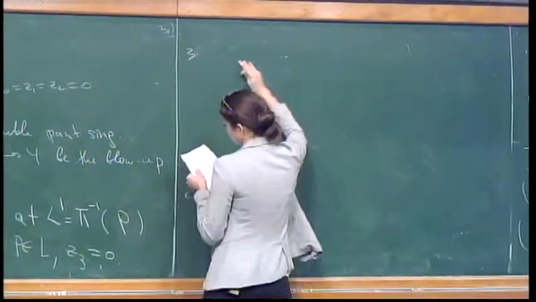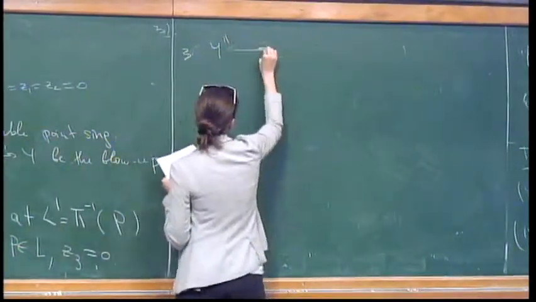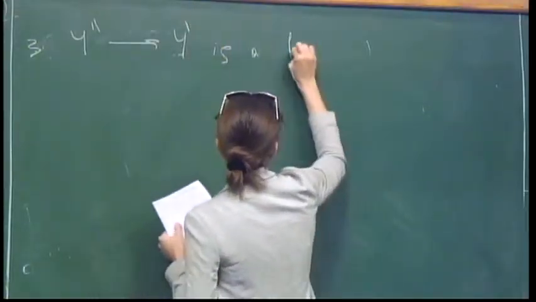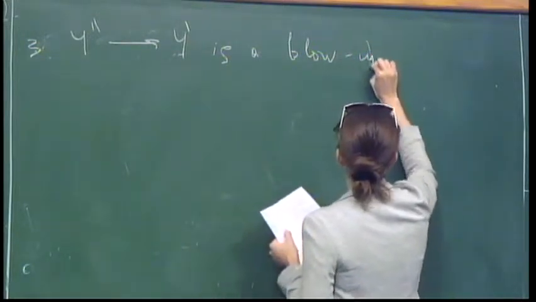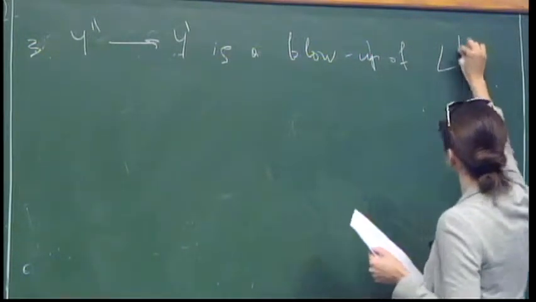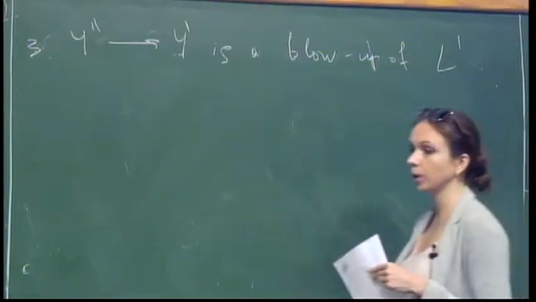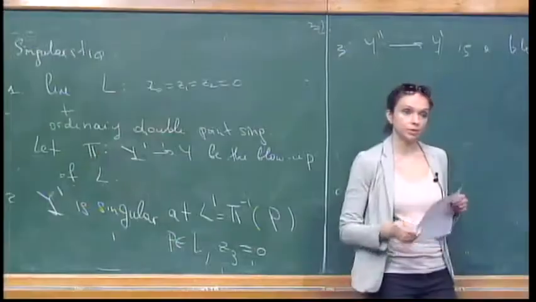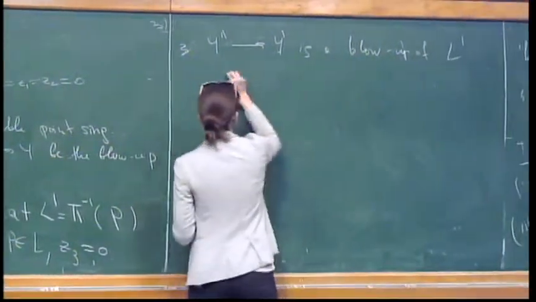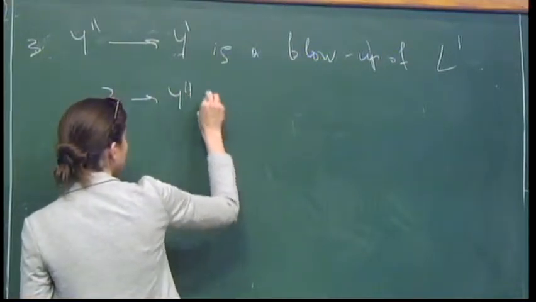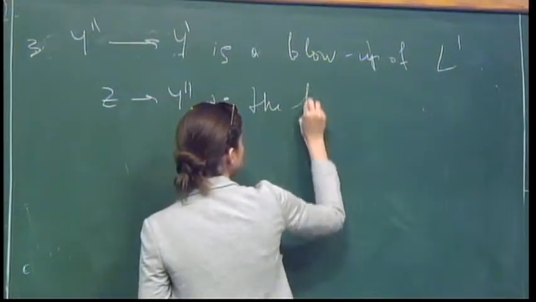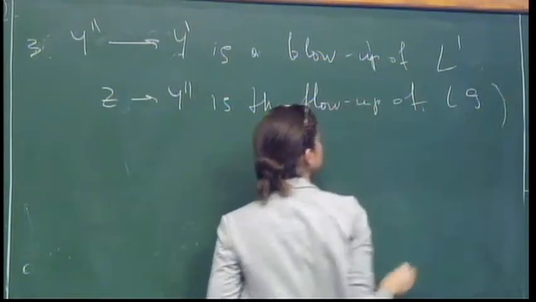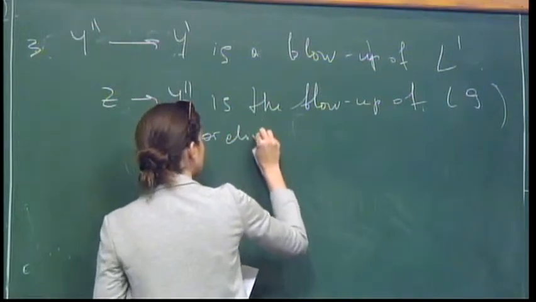3. Now, this one is a blow up of L prime. And now we are lucky because we have no more singularities, but these ordinary double points. And finally, Z over Y double prime is the blow up of ordinary double points, actually there are 9 ordinary double points.